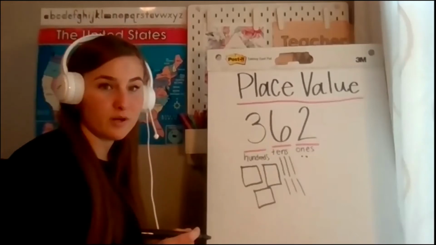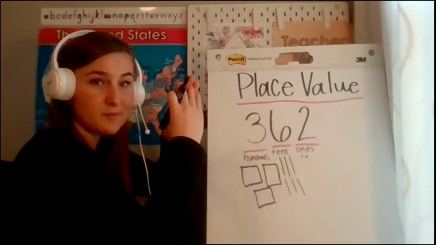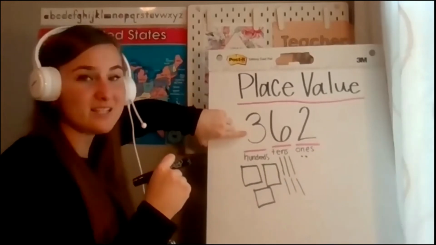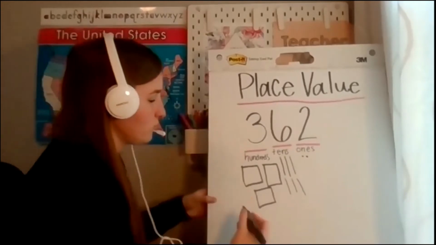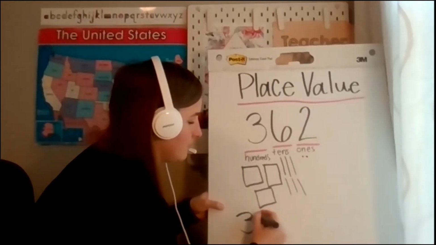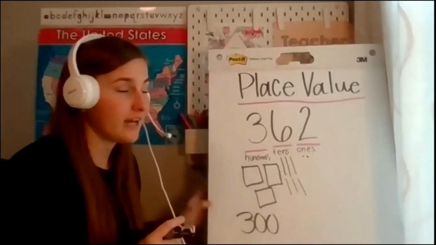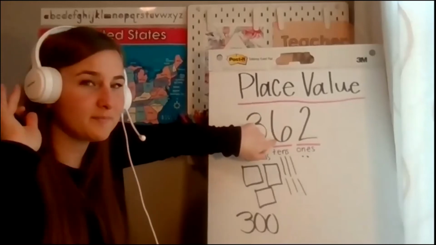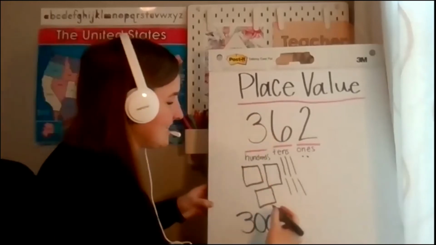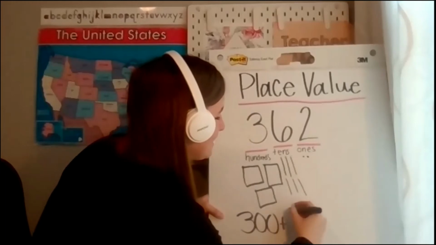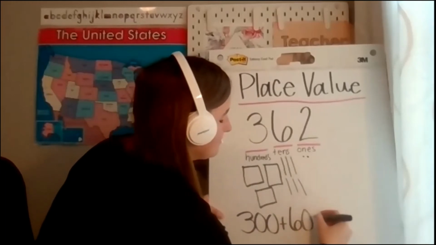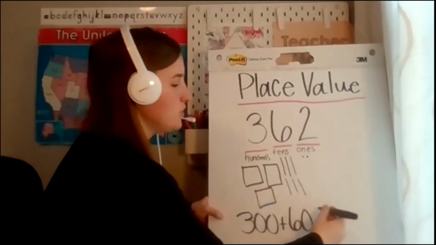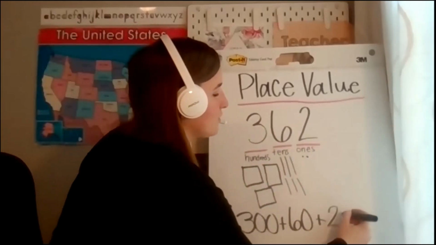In expanded form, we take each digit in our number and we pull it apart. So we know that the value of this number is 300. And the value of this is not 6. What's the value of this number? Yes, 60. So we're going to put 300 plus 60. And what is the value of this number? 2. That is correct.